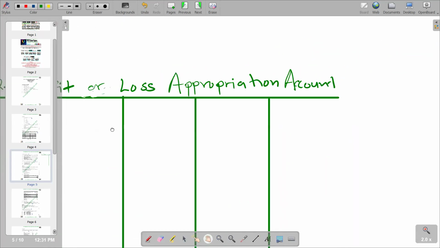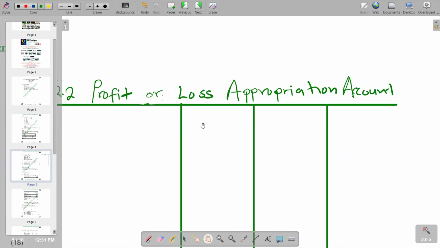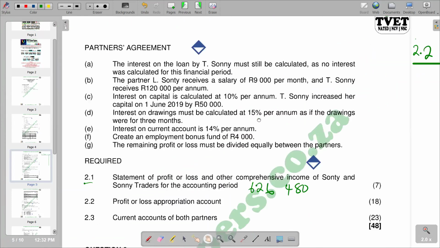Obviously, if it's a profit, it has to come to the credit side there, coming from the profit or loss account. So we go there and present it as profit or loss, and the amount is 626,480. So we go to the partnership agreement. That's where we have the elements that need to be calculated. So we go there and try to see what we have in terms of the partnership agreement.